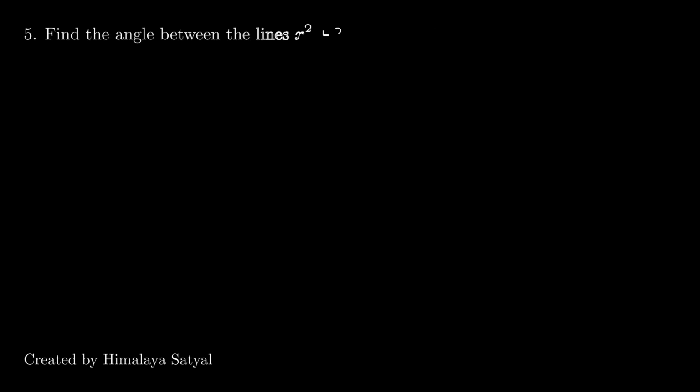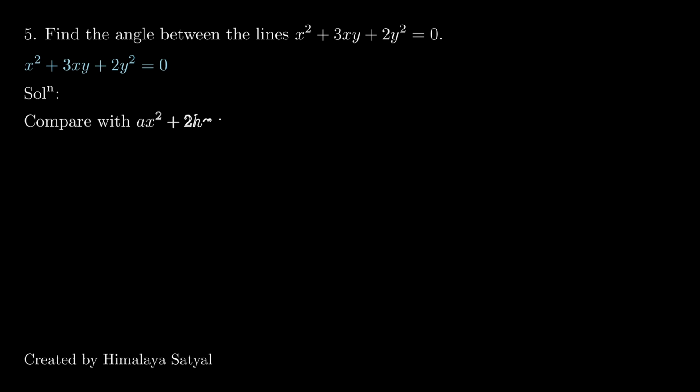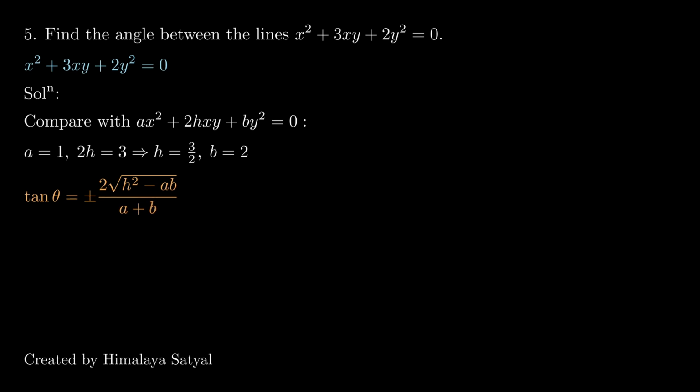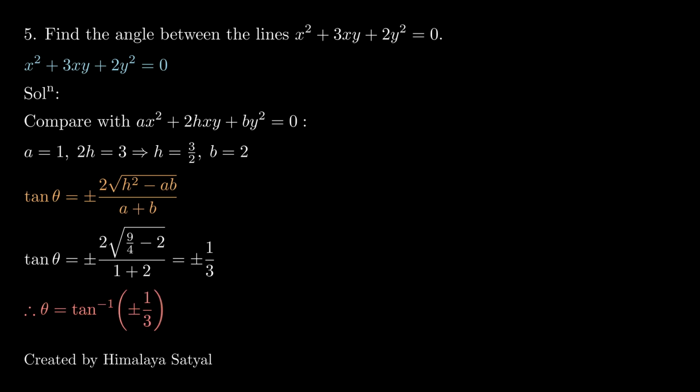Next, find the angle between the lines x squared plus 3xy plus 2y squared is equal to 0. So we compare with the general form ax squared plus 2hxy plus by squared is equal to 0 to get a is equal to 1, 2h is equal to 3, so h is equal to 3 by 2, and b is equal to 2. So we apply our new tan formula, plugging in a, b, and h, and simplifying, we get tan inverse of plus minus 1 by 3, where the plus minus represents the obtuse and acute angles.